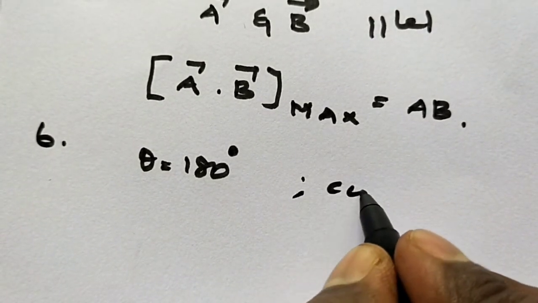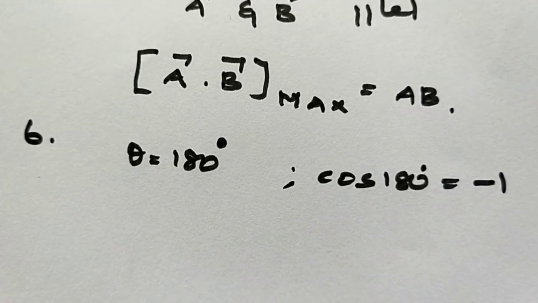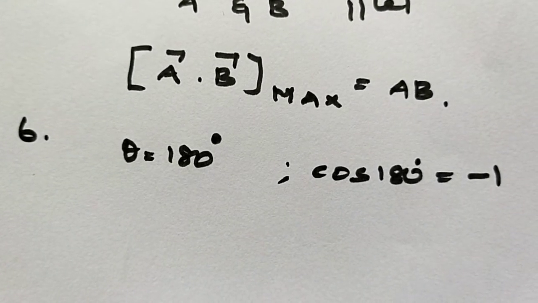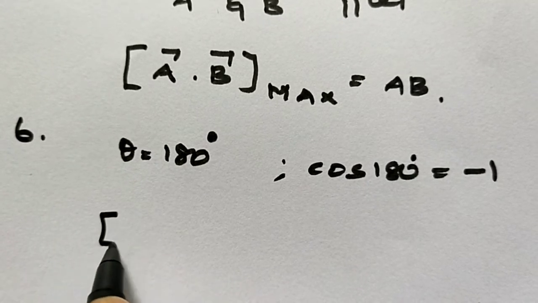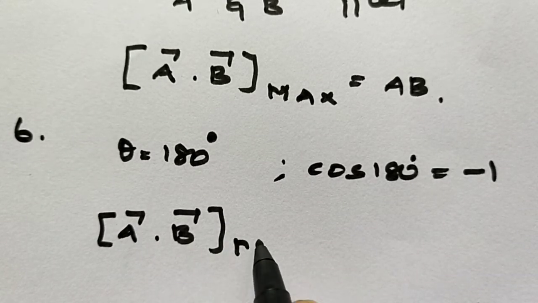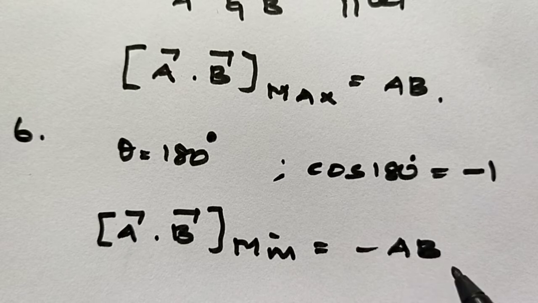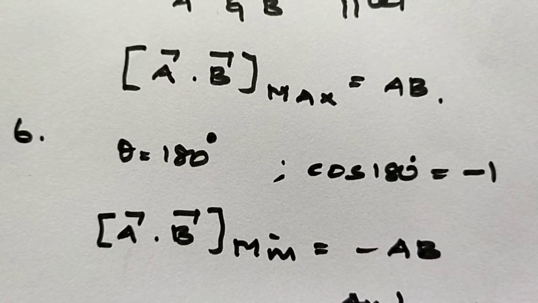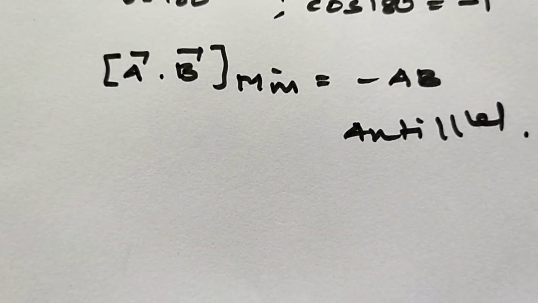So cos 180 degree means the value is minus 1. So that time it is the minimum. The scalar product of the two vectors is minimum. So A vector dot B vector is the minimum, that means minus AB. That time it is called the anti-parallel of the two vectors.